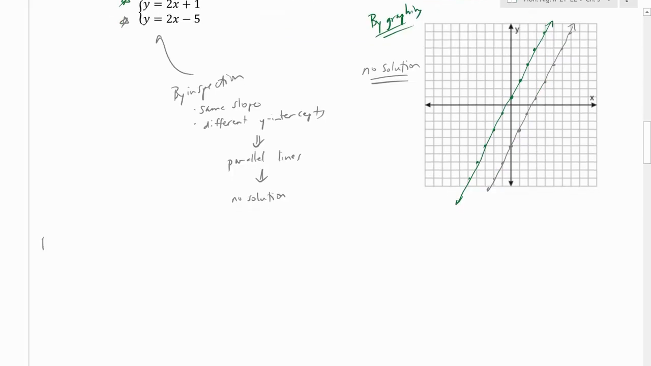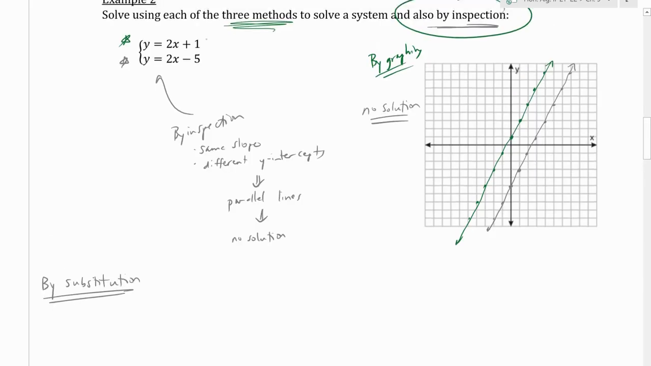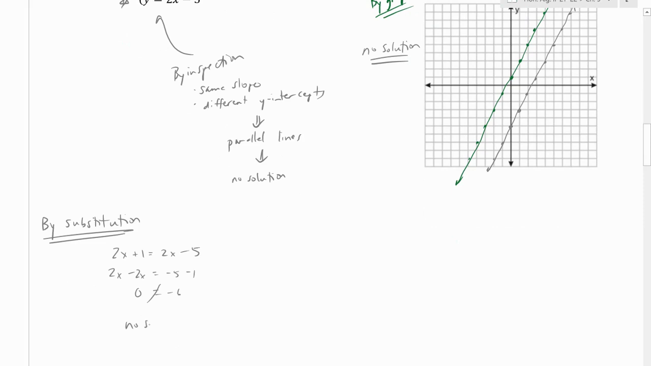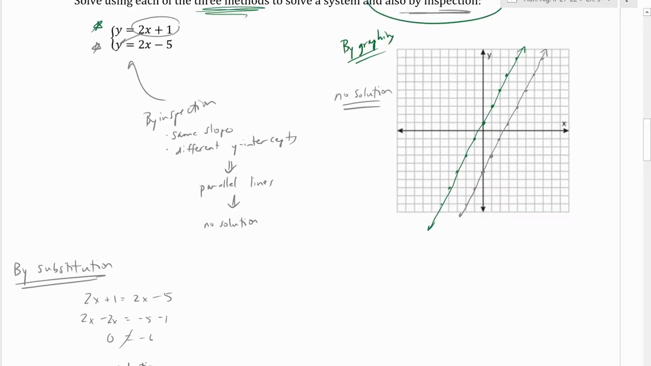If we wanted to do by substitution, it says y is 2x plus 1. We'll plug that in where y goes. And then if I get my x's on one side, numbers on the other, I get 0 equals -6. Not true. And with a system, that works out to be just like it was when it was just a regular equation. Variables disappeared, you ended up with a false statement. That means there's no solution.